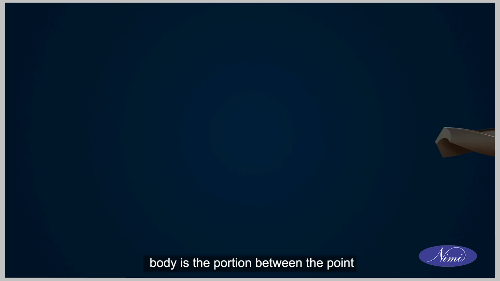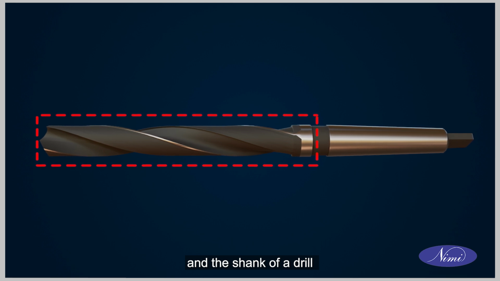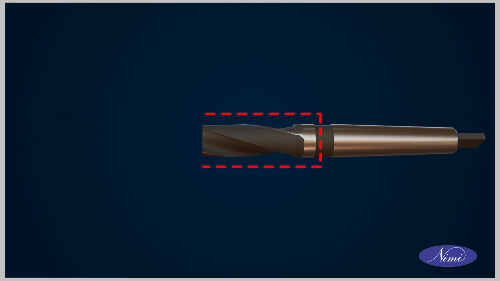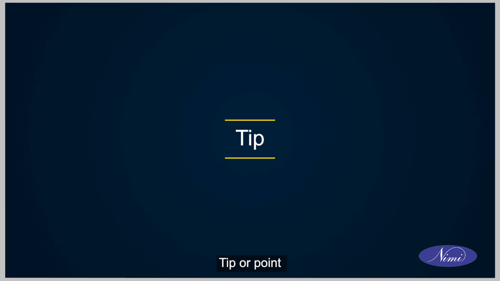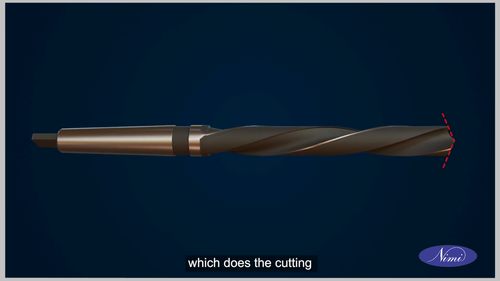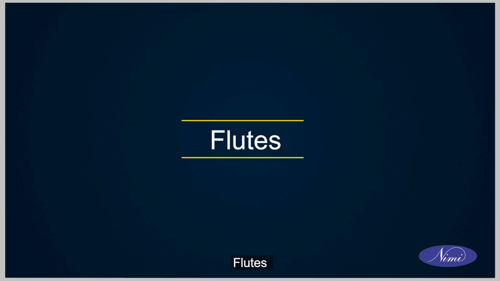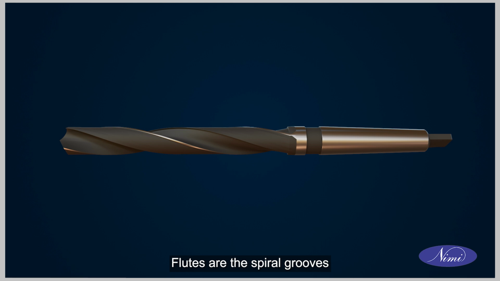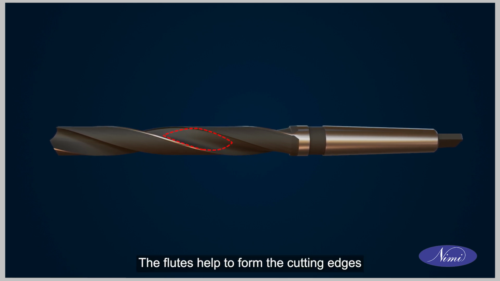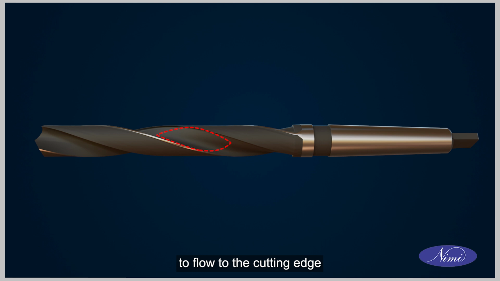Body. Body is the portion between the point and the shank of a drill. Tip or point. Tip is the cone-shaped end which does the cutting. Flutes. Flutes are the spiral grooves which run to the length of the drill. The flutes help to form the cutting edges, to curl the chips and allow them to come out, and also the coolant to flow to the cutting edge.